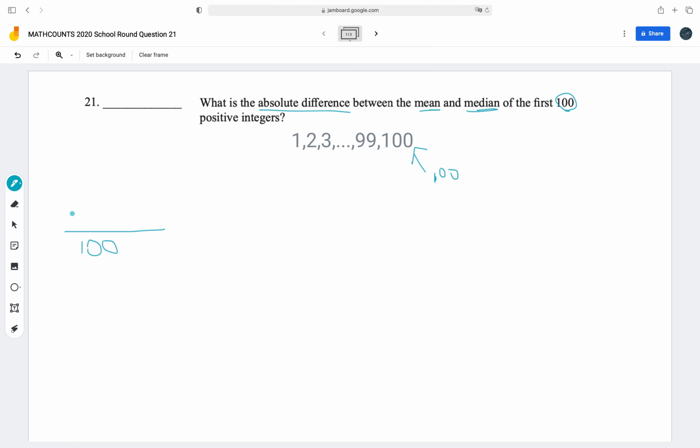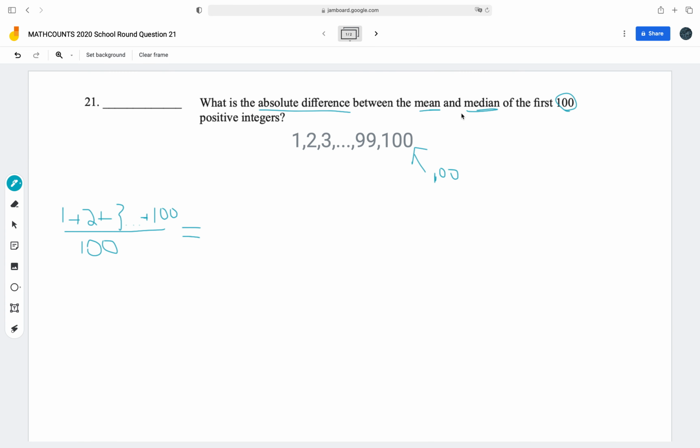So we're going to have to add the sum: 1 plus 2 plus 3 all the way to plus 100. Sorry for my handwriting. So how do we do this? This is an arithmetic sequence, so there's a common term being added. From 1 to 2, 2 to 3, 3 to 4, all the way, there's a common term of plus 1.